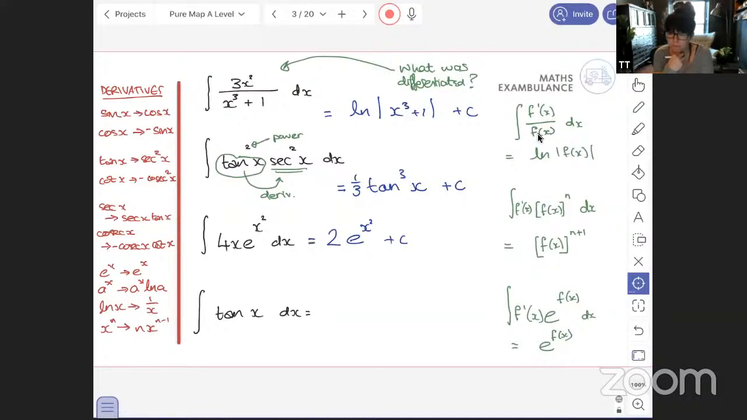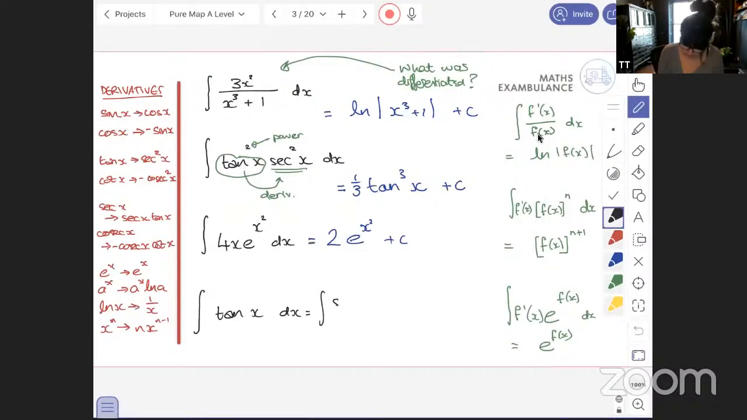Okay. So exactly, sine over cos. Tan is sine over cos, isn't it? So this is sine x over cos x. Okay, we have a fraction. Thought number one is the derivative of the bottom on the top. Yes, it is. That means I know the answer. The answer is ln.